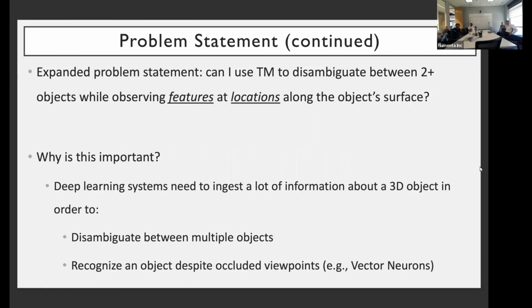Okay, great. So basically, can I disambiguate between multiple objects that I've trained on while observing some kind of features at locations along the object surface? And the question is, why is this important? At the risk of grossly oversimplifying what deep learning is doing in this field, I'd state that they need to ingest a lot of information about any kind of 3D object in order to potentially disambiguate between multiple objects or recognize an object despite occlusions.